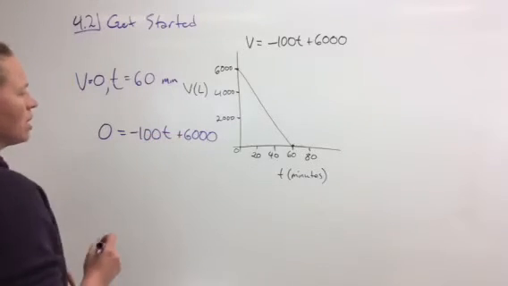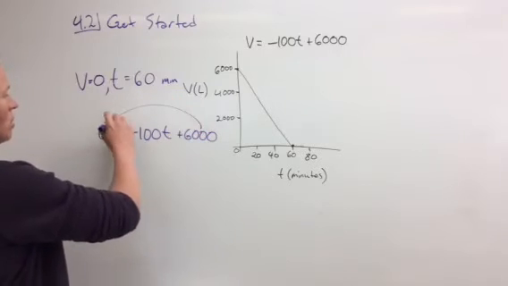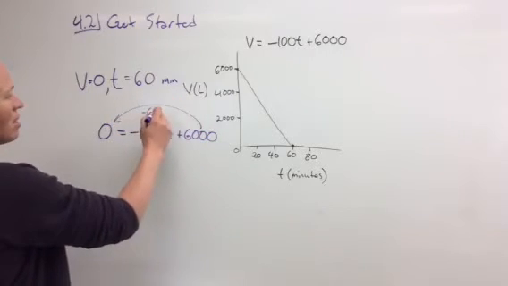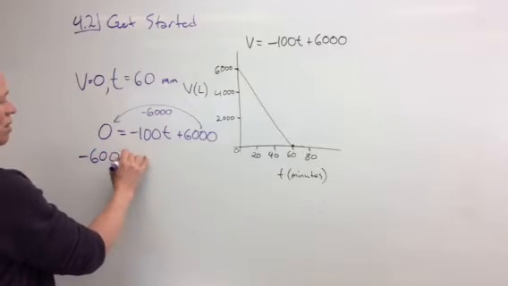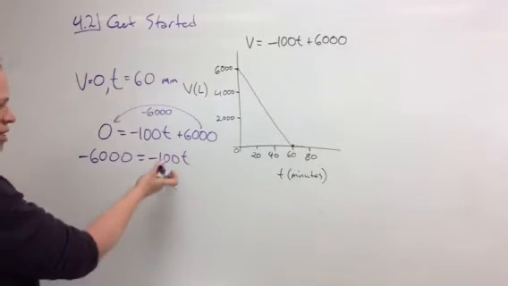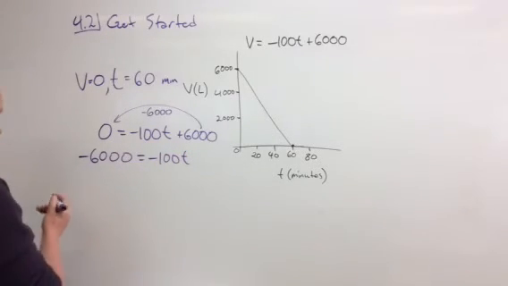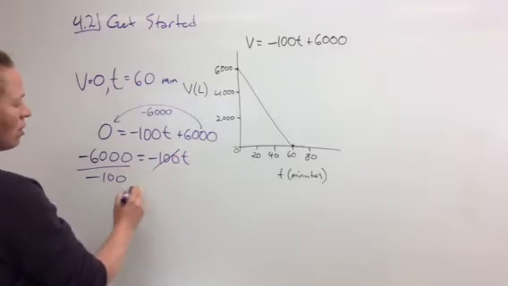So the first thing I want to do is see that there's a number here by itself, so I'm going to move it over to the other side. Minus 6,000 will get it over there. So negative 6,000 now equals negative 100t. Well, this is being multiplied, so I'm going to divide. Go on this side, divided by negative 100, that wipes it out here.